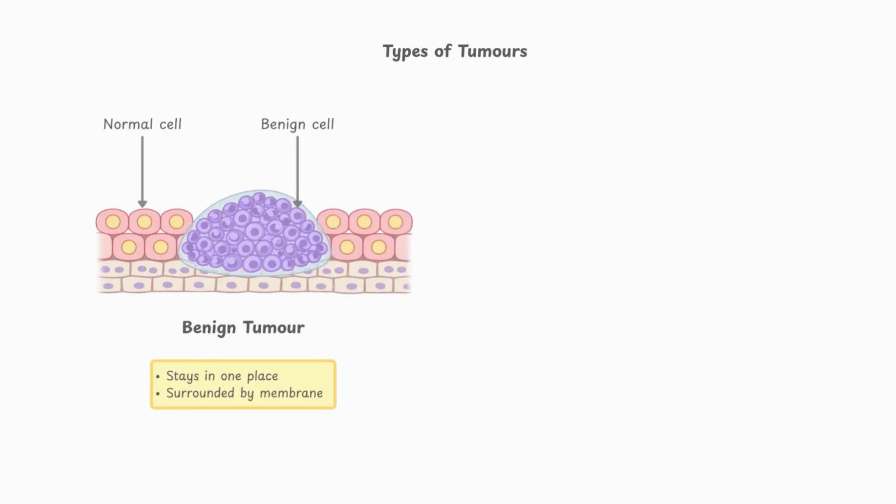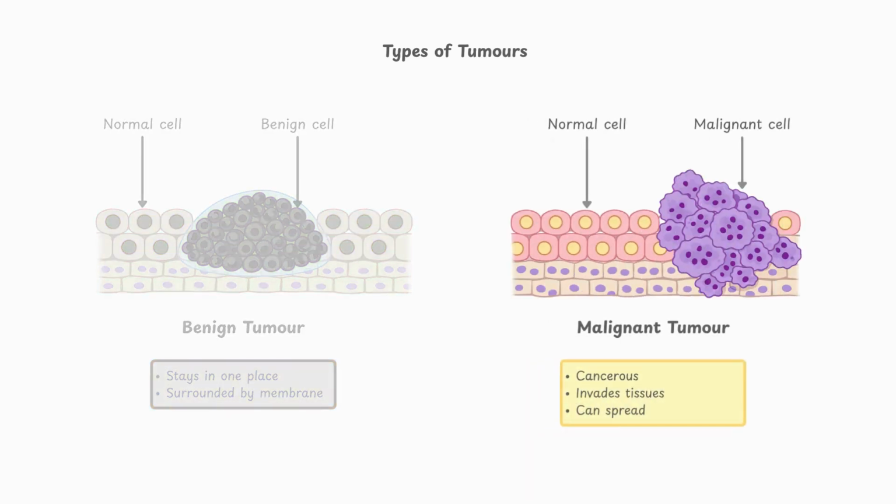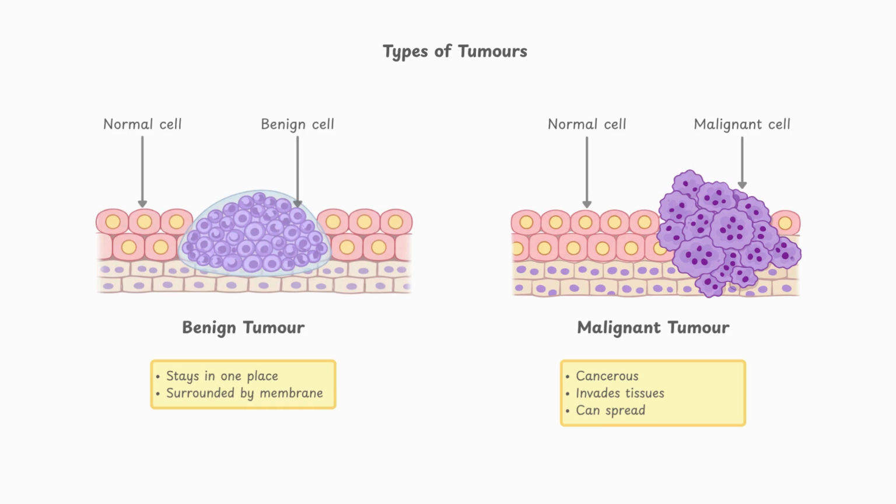Now let's compare the two main types of tumors. Benign tumors are non-cancerous growths that stay in one place. They are usually surrounded by a membrane, which keeps them contained and prevents them from spreading. In contrast, malignant tumors are cancerous. These cells invade nearby tissues and can spread to other parts of the body. This spreading process makes malignant tumors far more dangerous. So, benign tumors remain localized, while malignant tumors invade and spread.